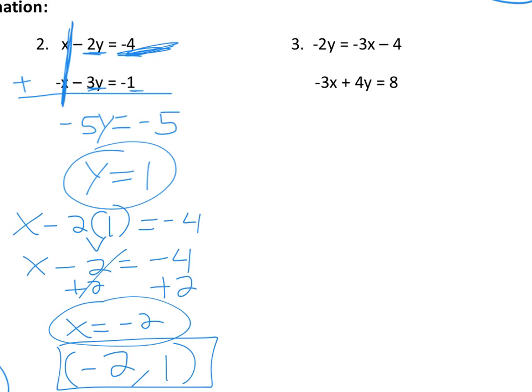All right, so those were probably the two easiest problems to do with elimination. We'll probably start off in class doing number 3. And the main thing with number 3 is the like terms are not lined up. So that'll probably be the first thing we do in class. All right, so that gives you a good intro of how to use this elimination method.